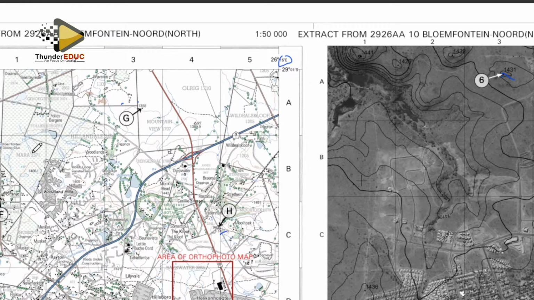Okay. There's a dam there. There is a furrow here. Okay, that means the furrow is also transporting water. What else do I have there? I'm looking for evidence.